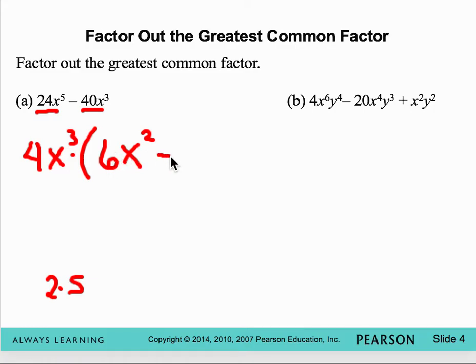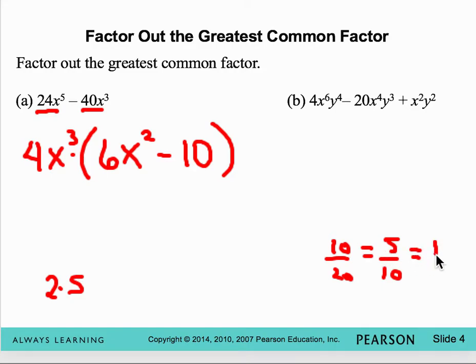Now I've got a minus in the middle. Okay, 10. And the whole x cubed is already out there. Close your parenthesis. Okay, now I double check, just like if I was reducing a fraction. If I had the fraction 10/20 and I reduced it to 5/10, I would not be finished because it's not completely reduced, right? We just have to keep checking.